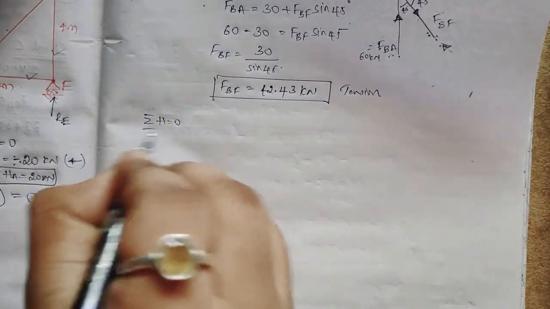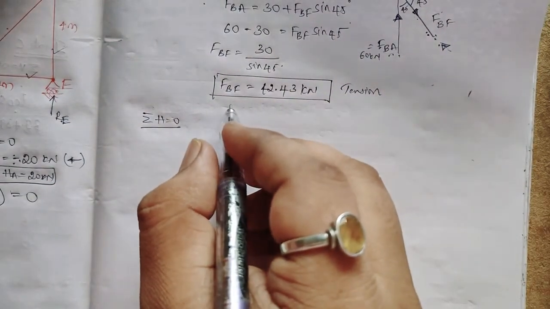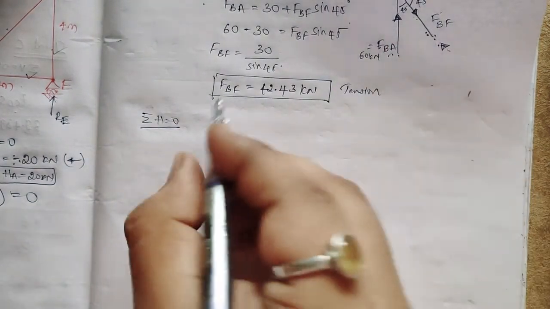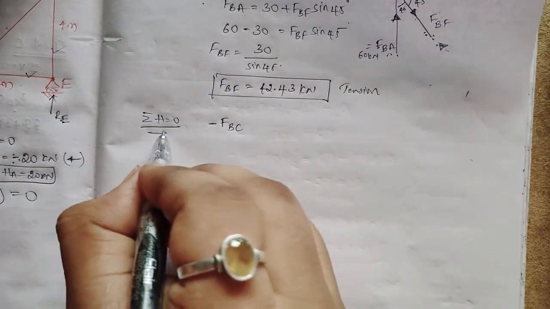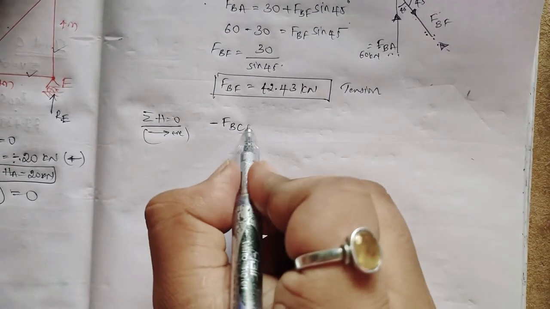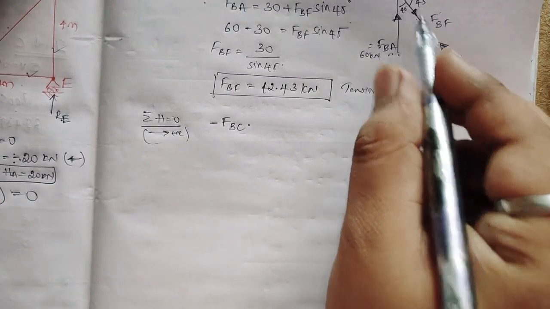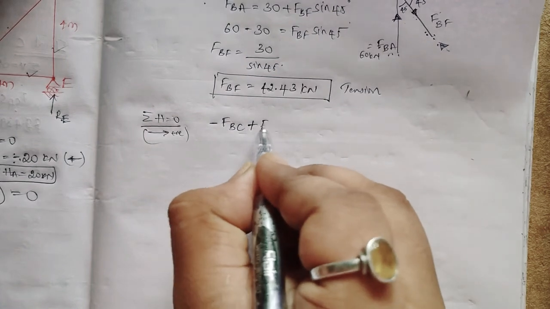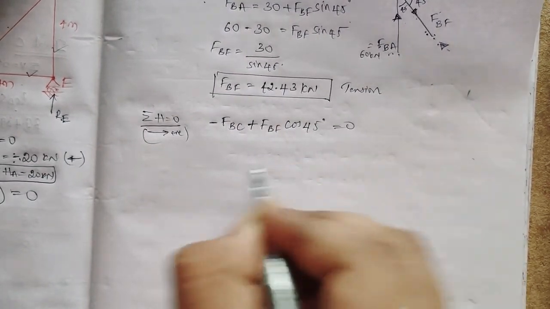Now horizontal force is equal to 0. See, what are the horizontal forces? FBC alone is a horizontal force, and this one. Left to right is positive. Our assumption is FBC minus FBC, then this one is left to right, right? So plus FBF cos 45 degree is equal to 0.